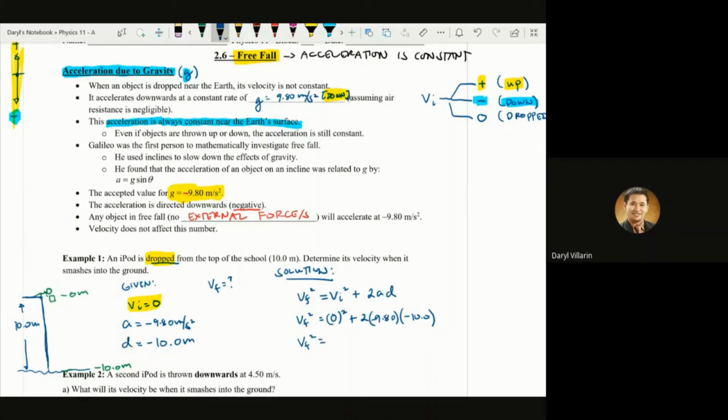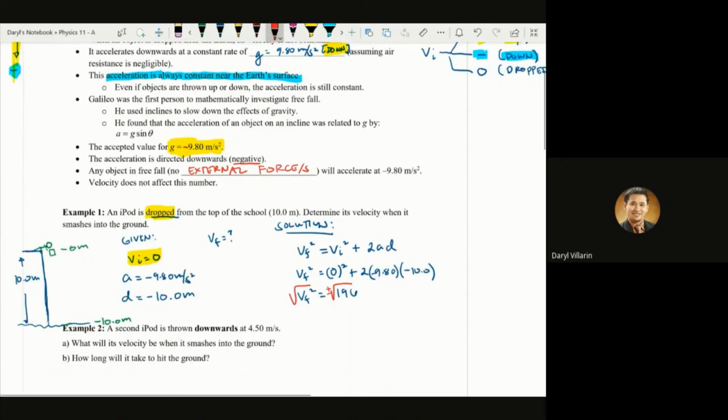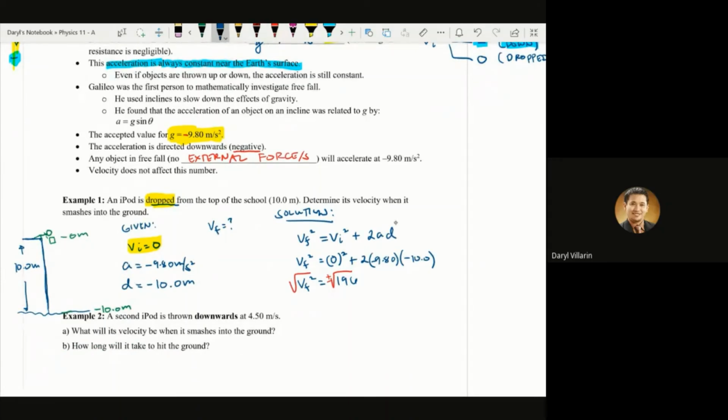Vf squared is equal to 196. And to get the Vf, I'm gonna take the square root of both sides. According to the square root principle, again, there should be two roots. Vf is a plus or a minus 14.0 meters per second. However, if you can see here, it smashes the ground.